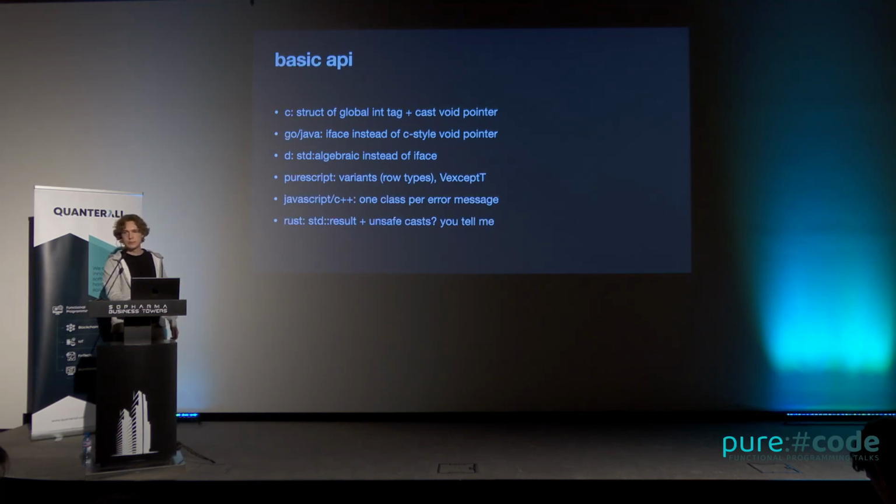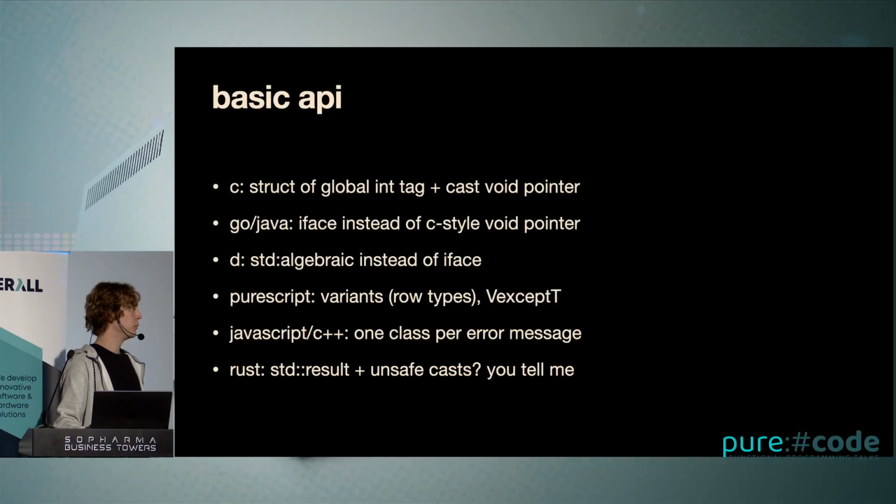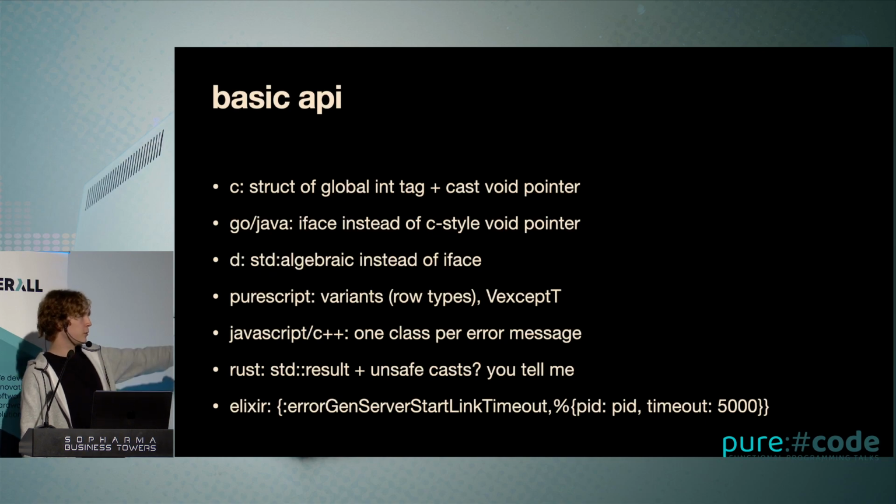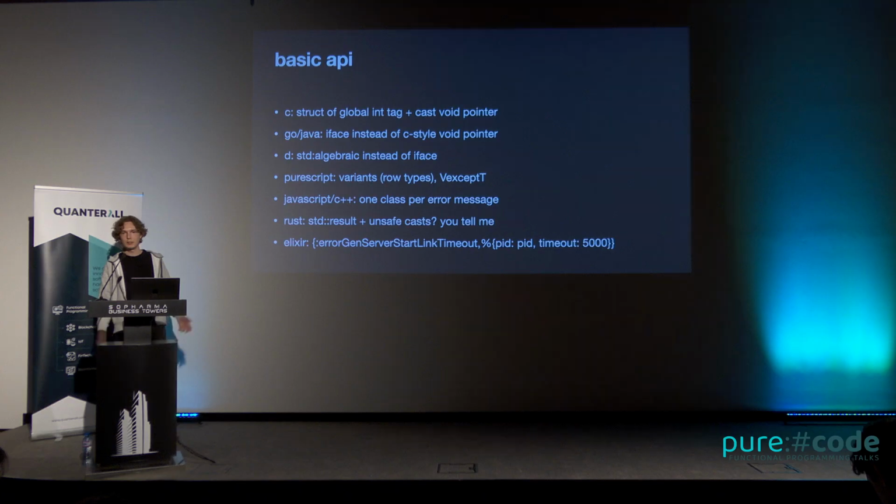I don't know Rust, sorry. But you could probably do it. I couldn't find a quick way of doing it without unsafe, but you could probably figure out a way. And for Elixir, you're almost there. You're so close. You have these error tuples. Instead of error, just make a longer name, and you're basically there.